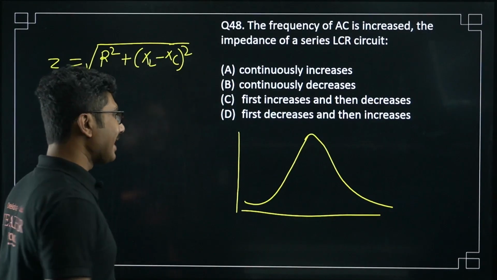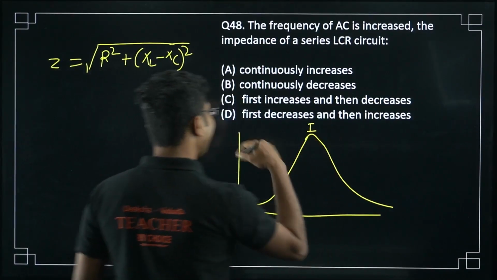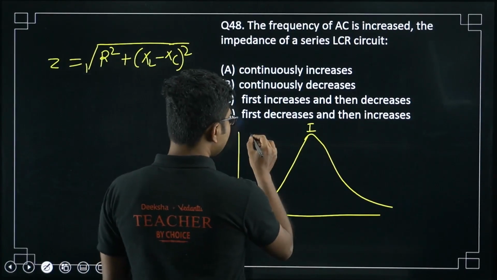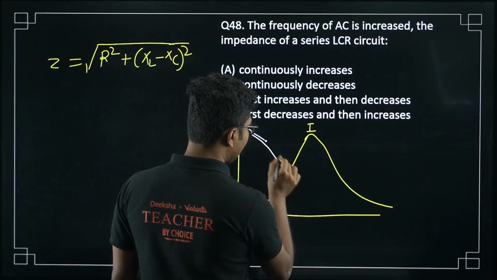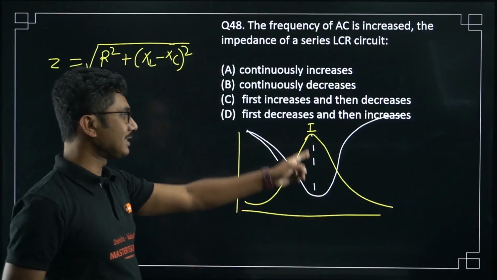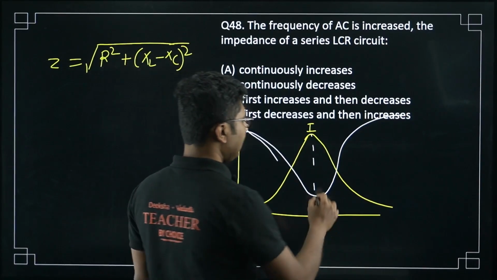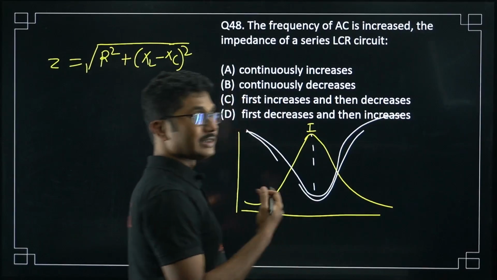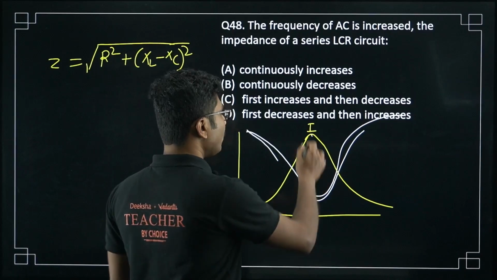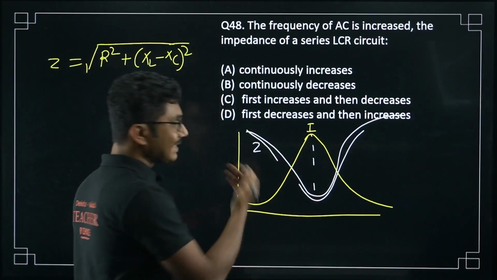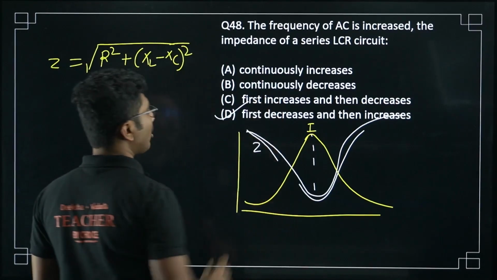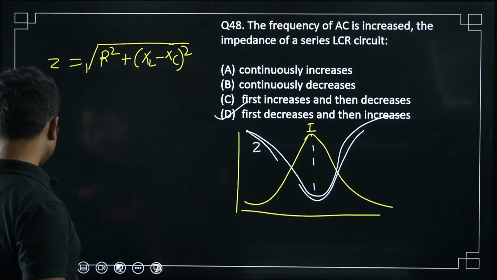Okay, so this is the current diagram. So this is for current. Now if current is increasing, that means what? If current increases, the impedance shall decrease. So impedance is decreasing like this, and at this point, current is maximum and impedance is minimum. Then again it is increasing. So this is called the resonance diagram. We know that resonance happens in an AC circuit, LCR circuit. So impedance basically decreases initially, then it increases. So first decreases, then increases. Option D is the correct answer.